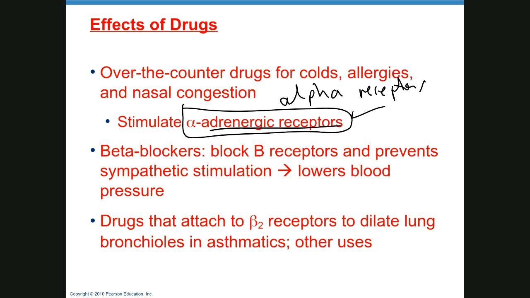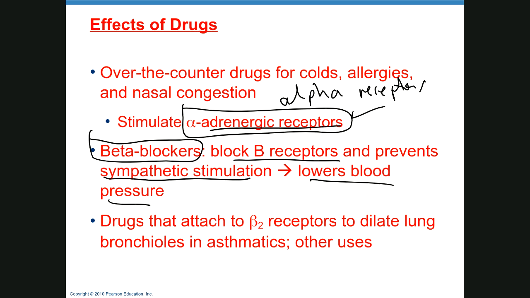Beta blockers are drugs that block beta receptors, and they prevent sympathetic stimulation of the heart, for example. That's going to lower blood pressure. So beta blockers are blood pressure medications that lower blood pressure by blocking the beta receptors in the heart, which receive sympathetic stimulation. Again, another group of drugs attaches to beta-2 receptors in the lungs, and that's going to dilate the lungs of asthmatic patients.